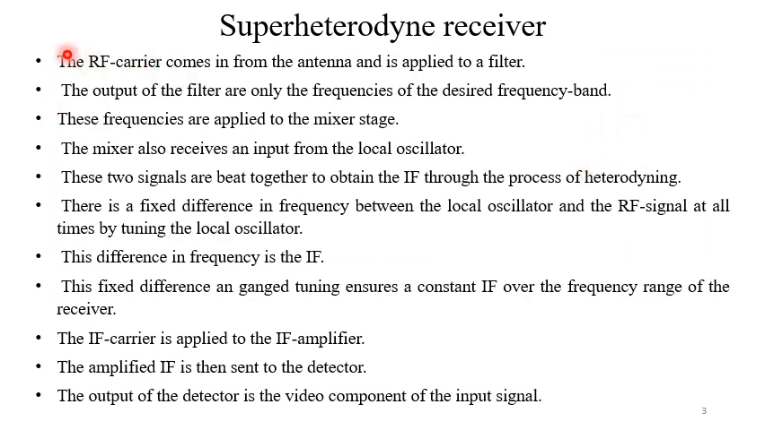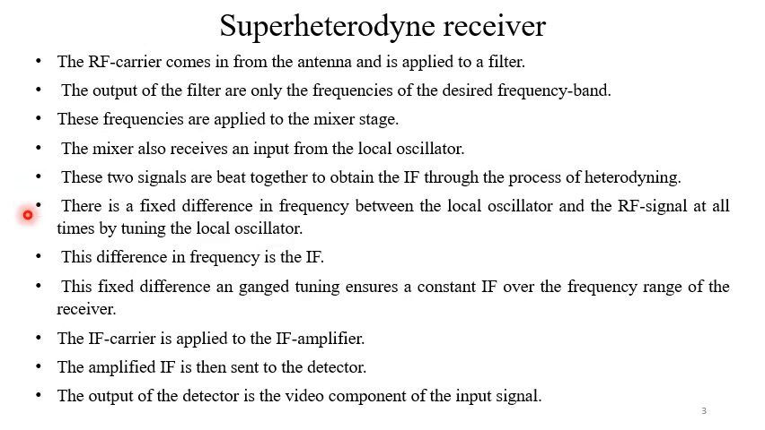The RF carrier comes in from the antenna and is applied to a filter. The output of the filter is only the frequencies of the desired frequency band. These frequencies are applied to the mixer stage. The mixer also receives an input from the local oscillator. These two signals are beat together to obtain the IF, or intermediate frequency, through the process of heterodyning.